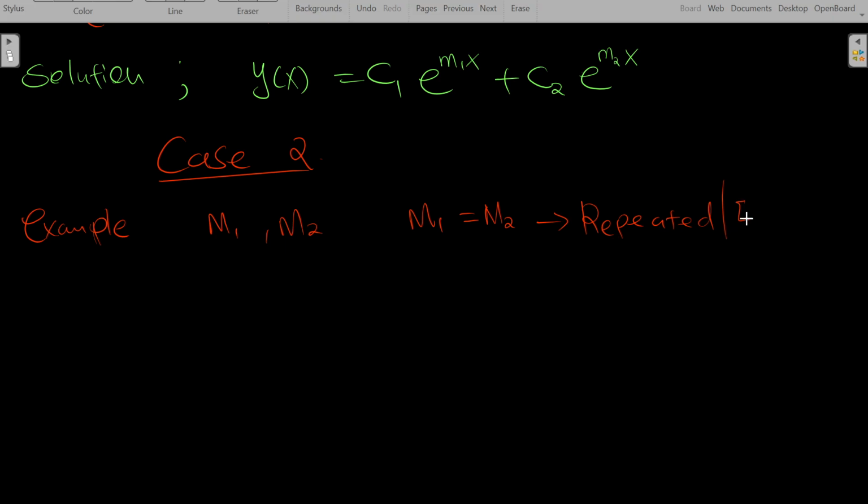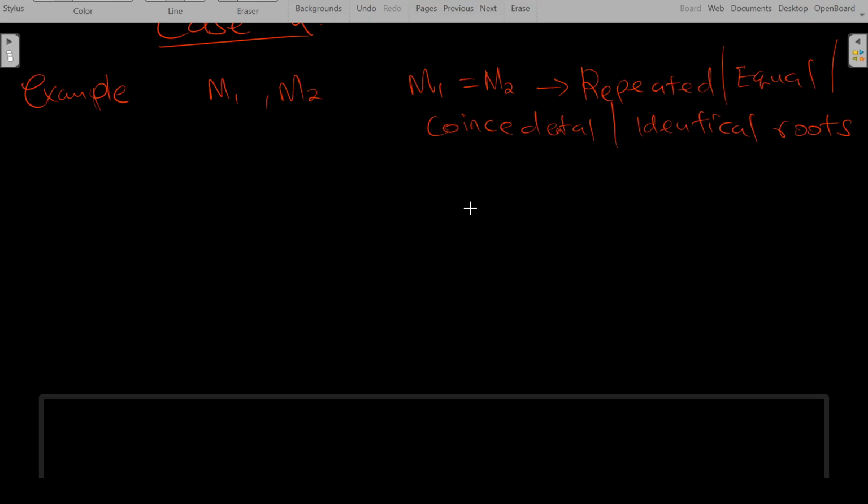So these will be repeated roots or equal, or I'll slash that again to coincidental. Sorry for that spelling. So it's coincidental. Let me check. Coincidental roots. Identical. Identical roots. So that's the name for that. So if I get my roots m1, m2, I'll get that as repeated roots or either equal or coincidental or identical roots.